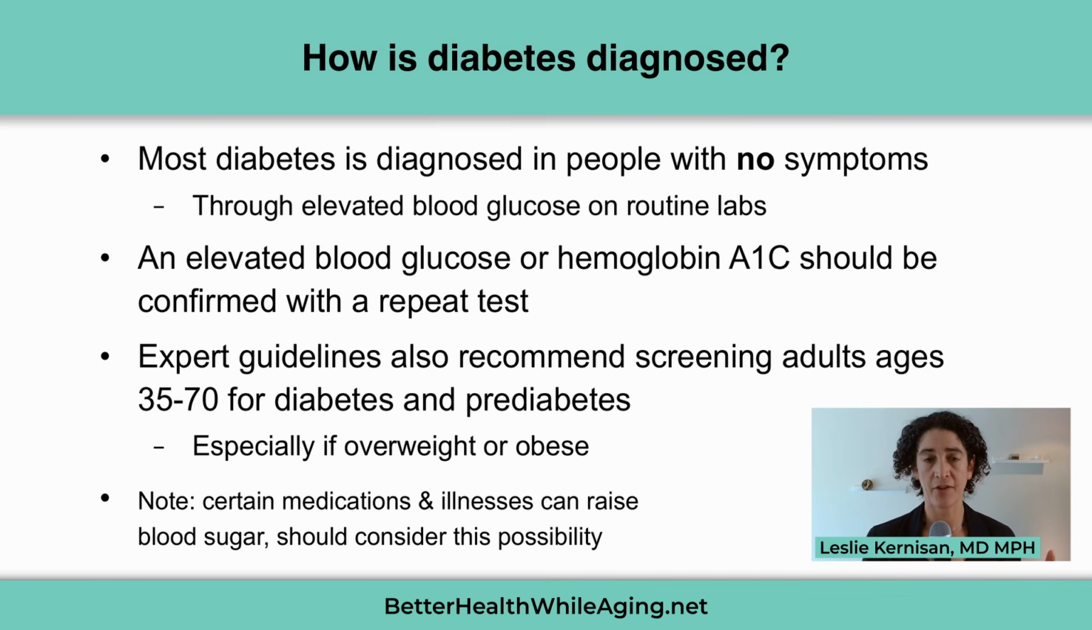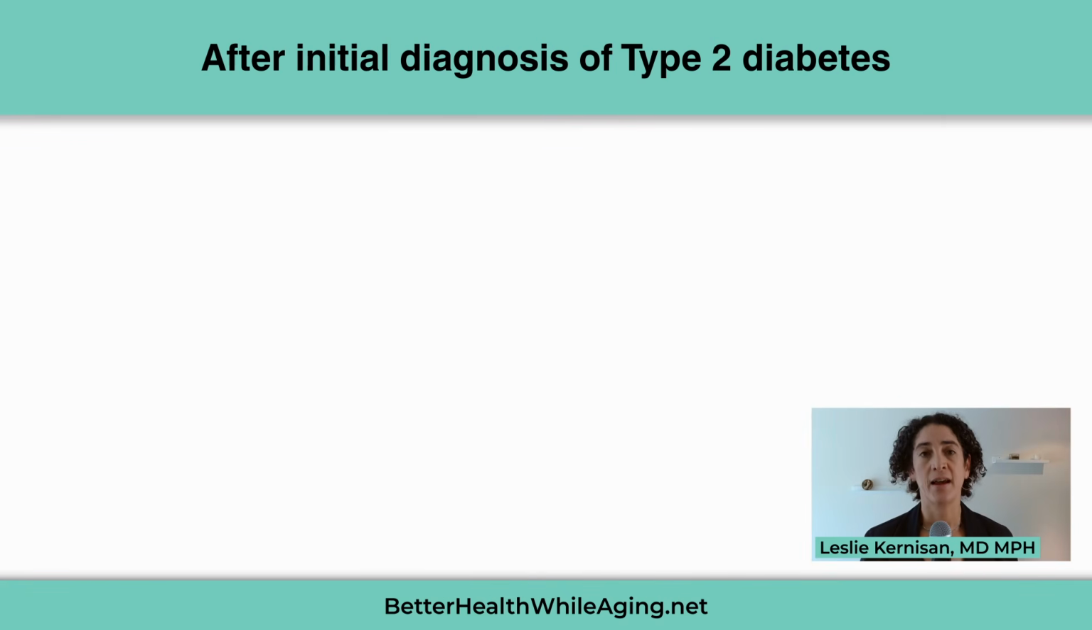Now, if you end up having a high blood sugar on a test, it's not a slam dunk that it's diabetes. And that is because there are a few conditions and medications that can raise blood glucose. So before we definitively diagnose it, we always want to be checking and making sure that it's not a temporary rise in blood glucose due to certain medications or certain illness states. And then let's say you have a high blood sugar, it's been kind of confirmed, and it looks like you have diabetes. What happens after that?